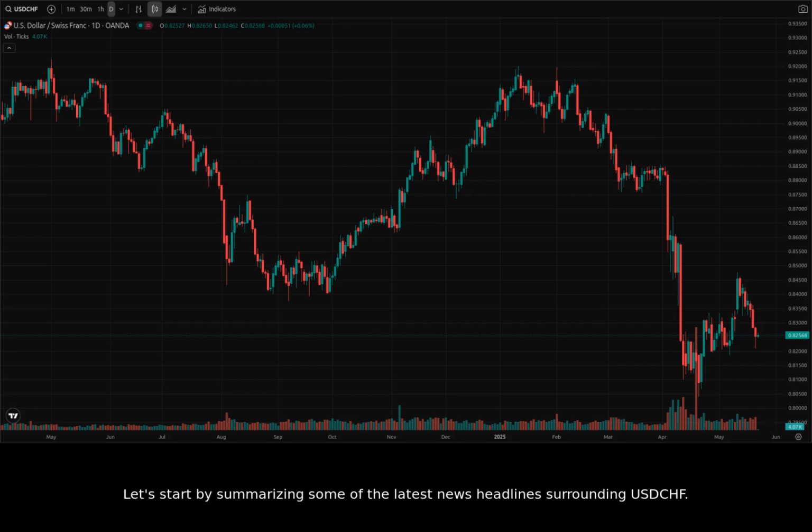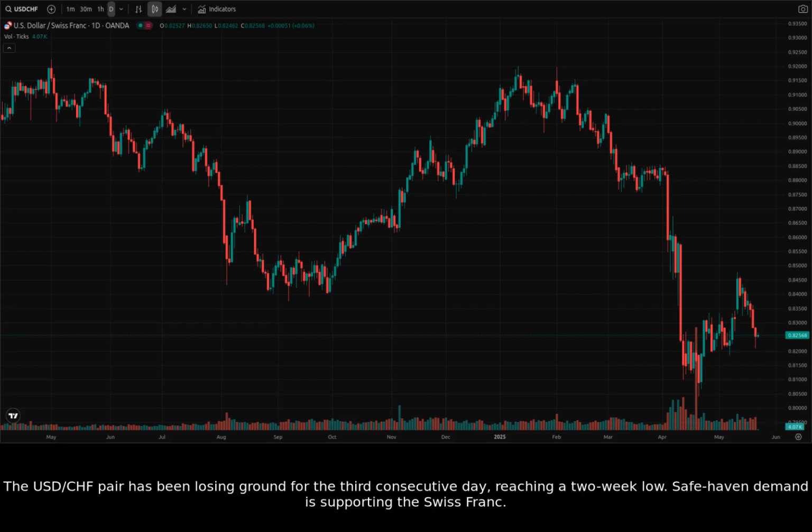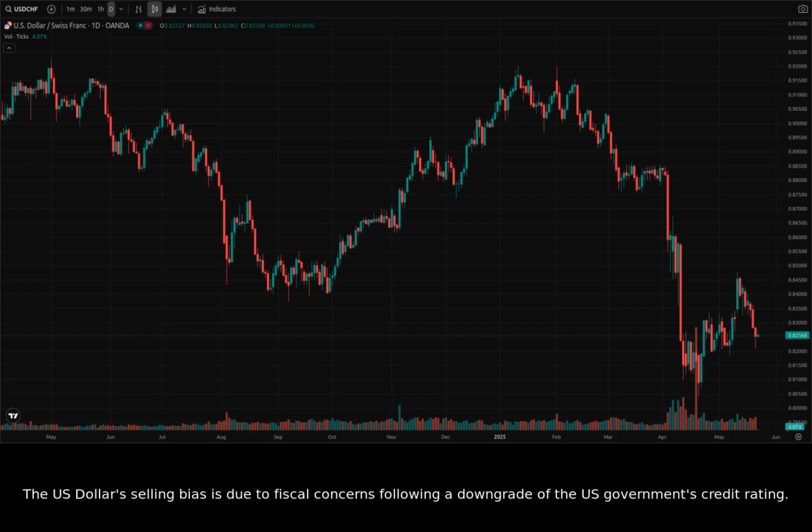Let's start by summarizing some of the latest news headlines surrounding USDCHF. The US dollar to Swiss franc pair has been losing ground for the third consecutive day, reaching a two-week low. Safe haven demand is supporting the Swiss franc. The US dollar's selling bias is due to fiscal concerns following a downgrade of the US government's credit rating. Growing market expectations of Federal Reserve interest rate cuts are also contributing to the USD weakness.